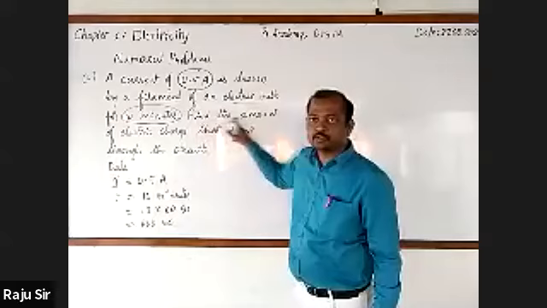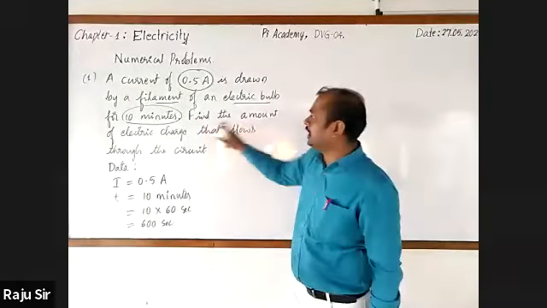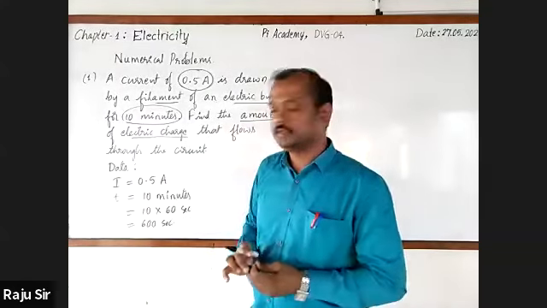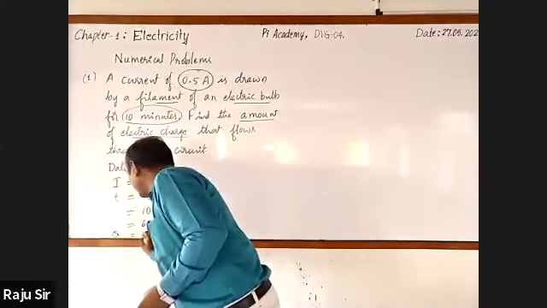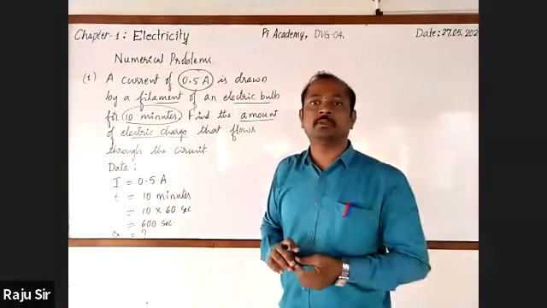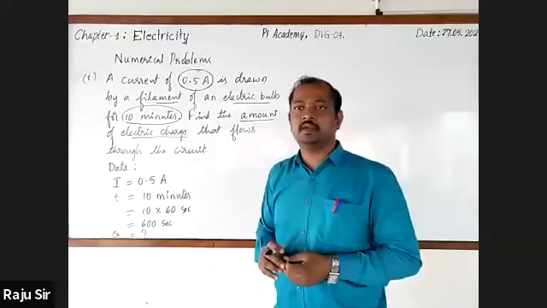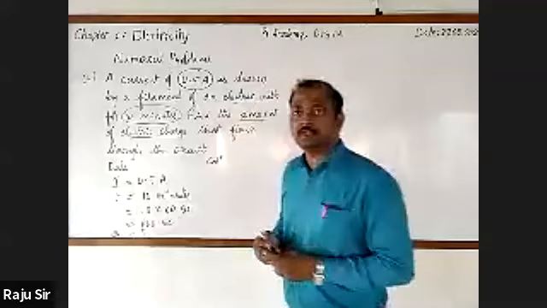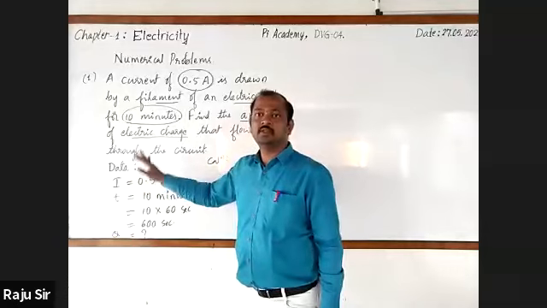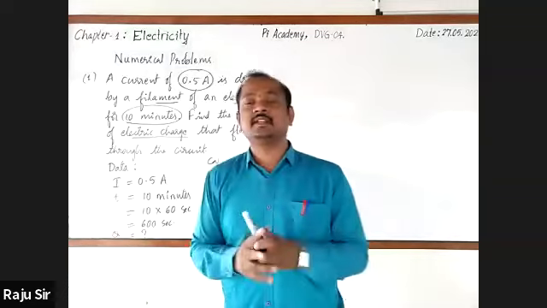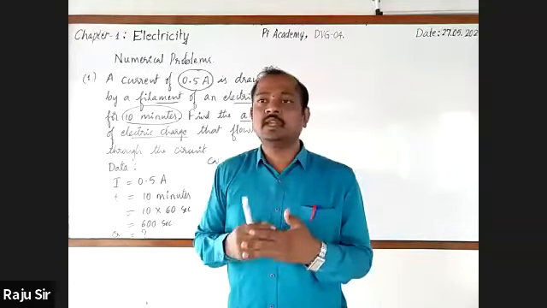Now, please go through the statement. Find the amount of electric charge. What is the symbol used to represent the amount of electric charge? Q. Quantity of charge. Yes, capital Q. Capital Q is equal to question mark. Now observe the calculation, please observe. I know that you are good in writing, but when the teacher is explaining, without missing any information, you have to listen.